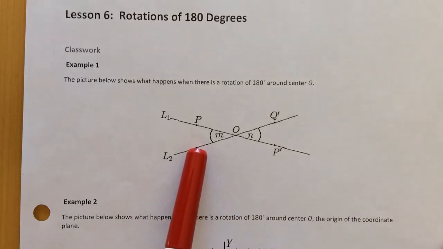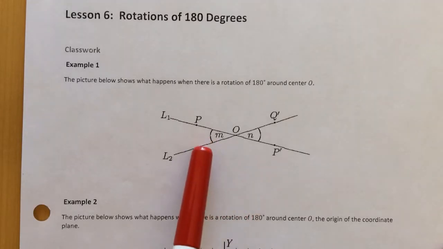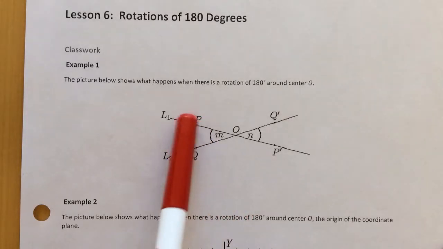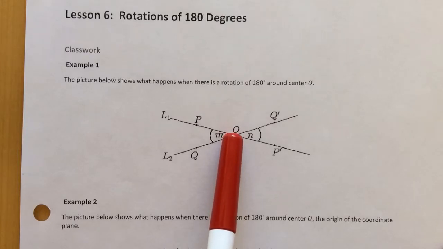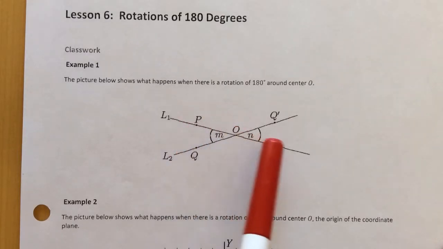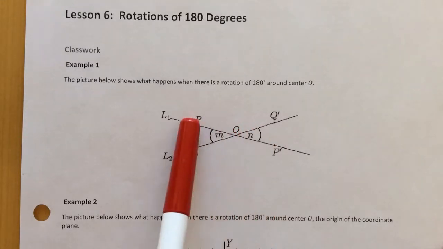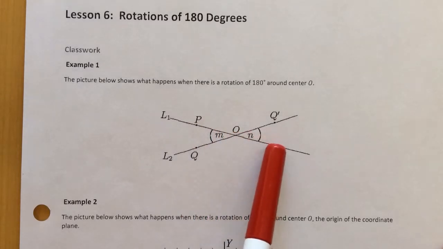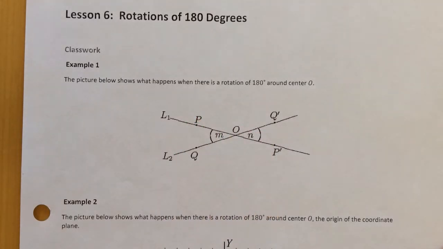So we learned in lesson 5 that if I have a point, such as P, and I rotate it 180 degrees around a center, that its image lies on the same line as both O and P. So P, O, and P prime will be collinear when I rotate 180 degrees.